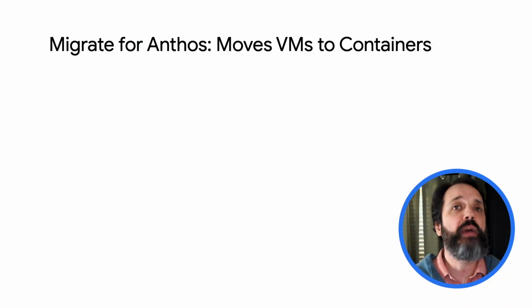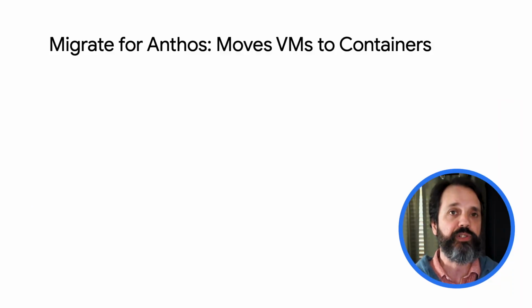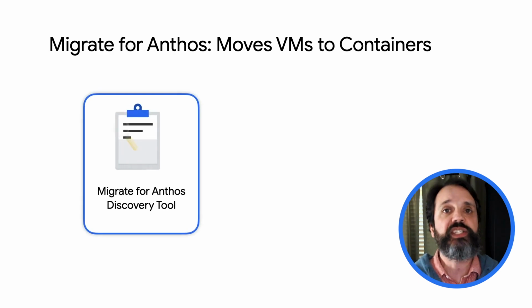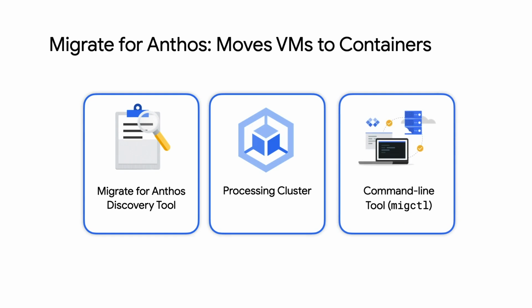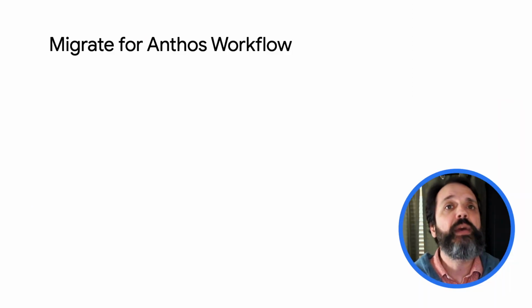As a brief recap, Migrate for Anthos has three primary components. The discovery tool assesses how successful a migration of a given application might be. The processing cluster is a Kubernetes cluster that is used to examine the source VM and create the migration plan, as well as execute the actual migration. And finally, migctl, a command line tool like kubectl for interacting with the processing cluster. We'll do most of our work today in the Google Cloud console, but I will show you a bit of migctl.